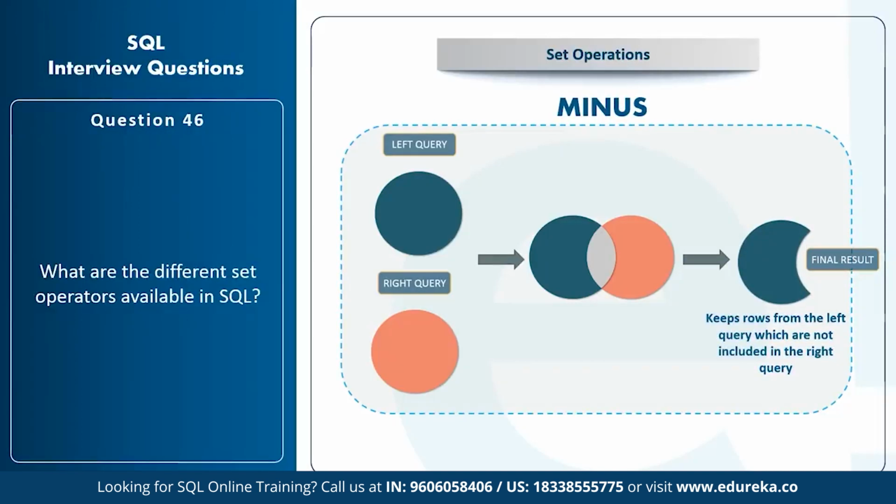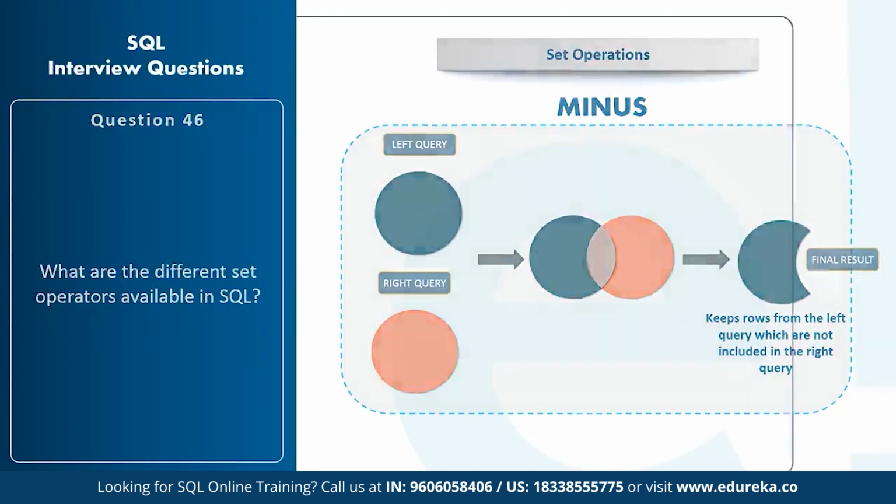So when you apply left query minus right query, you'll get only those rows from the left query which are not included in the right query as an output. And when you apply the operation of right query minus left query, you'll get only those rows as an output from the right query which are not included in the left query. So guys, these were the different set operators available in SQL. That is the union operator, the intersect operator, and the minus operator.